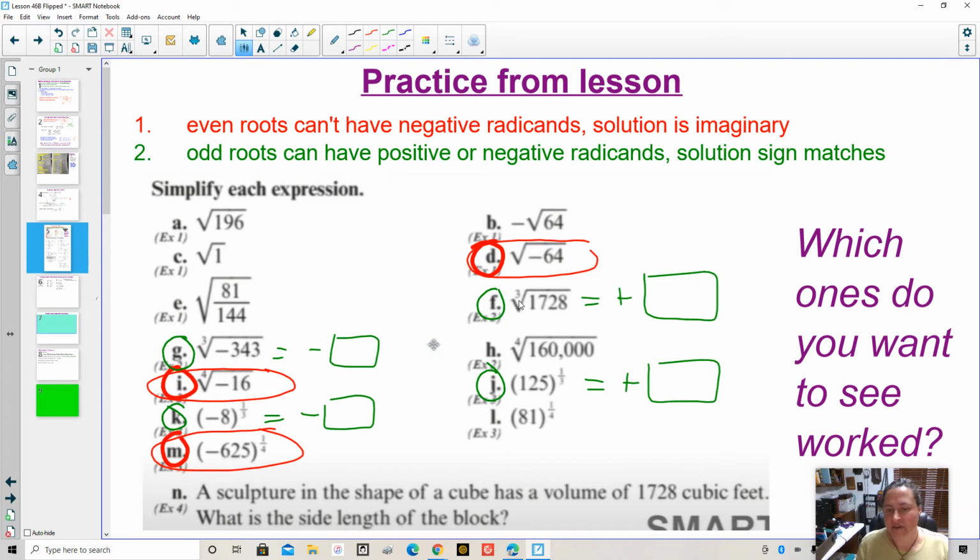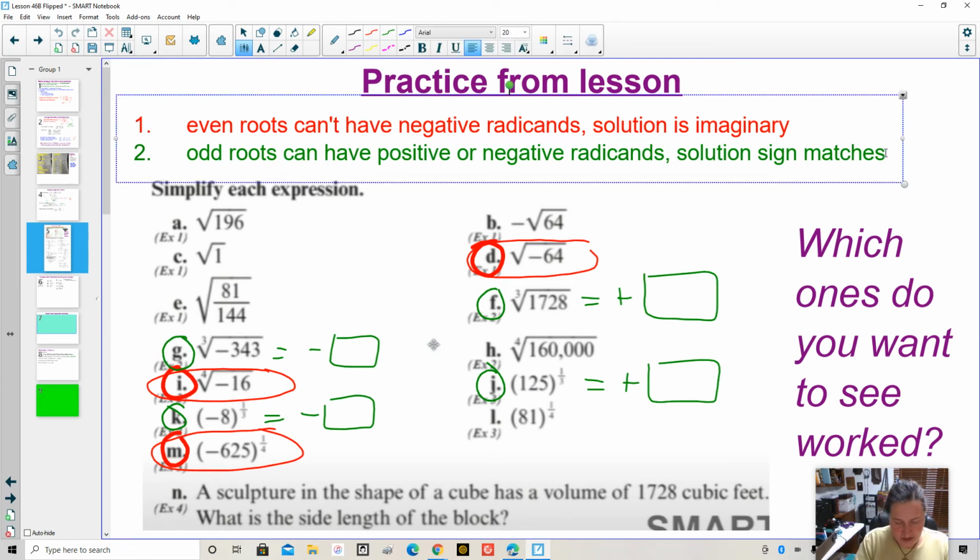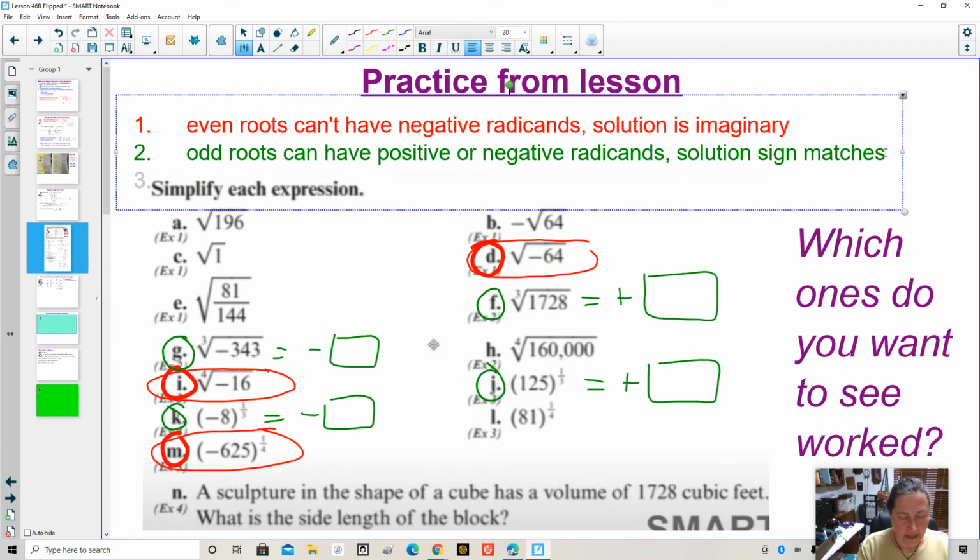Okay, notice the F. That is an odd index with a positive radicand gives you a positive root. And 125 to the 1/3 is the cubed root of 125. That is an odd index with a positive radicand gives you a positive root. And I guess the last thing that I should have written in here is that no index equals square root. And I'm going to make that in, let's make that in blue.